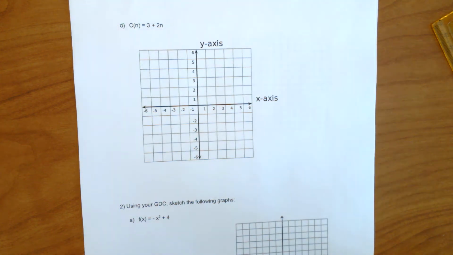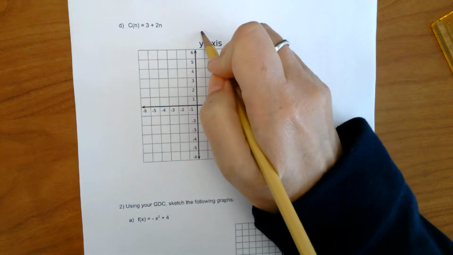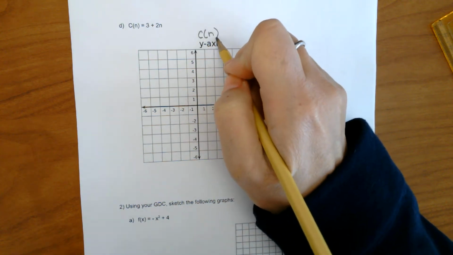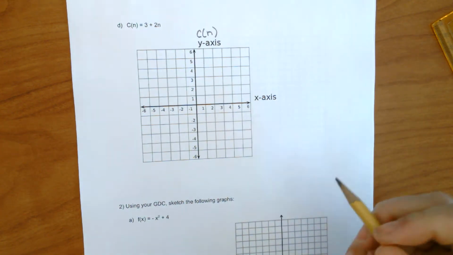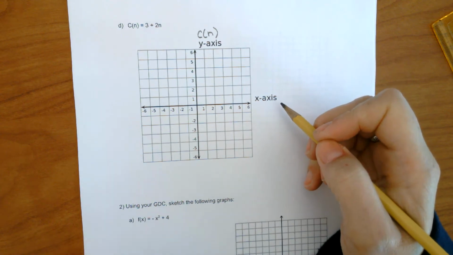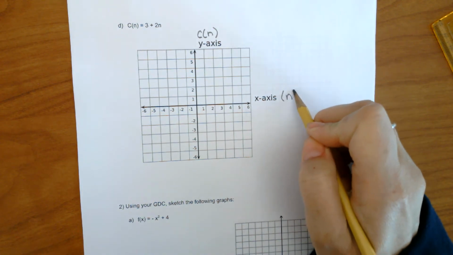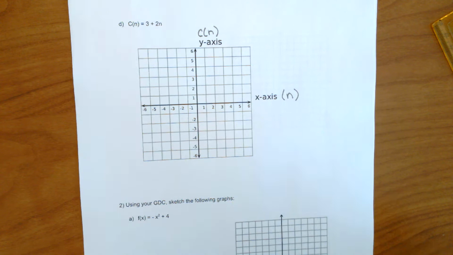Now we have a function, c of n. And so for our c of n, we're going to label our y-axis as c of n equals 3 plus 2n. We're going to label our x-axis as n. So notice how it changed a little bit, but we're just going to be putting our correct labels in that match up to where they need to be.